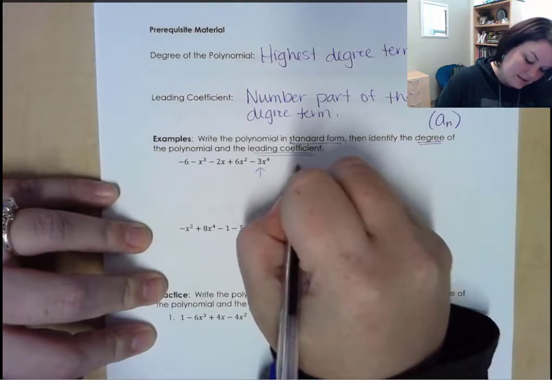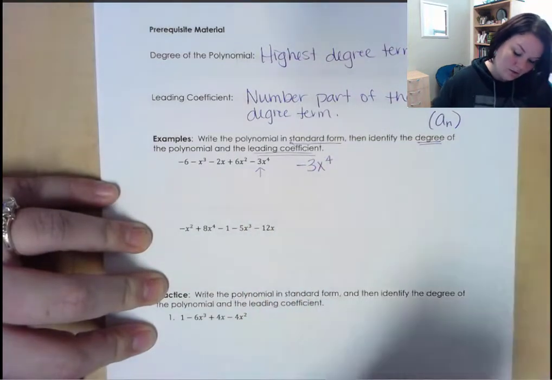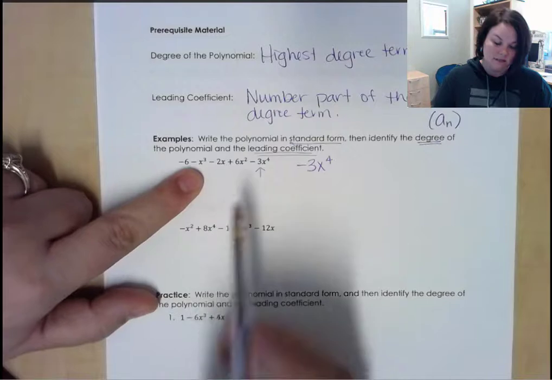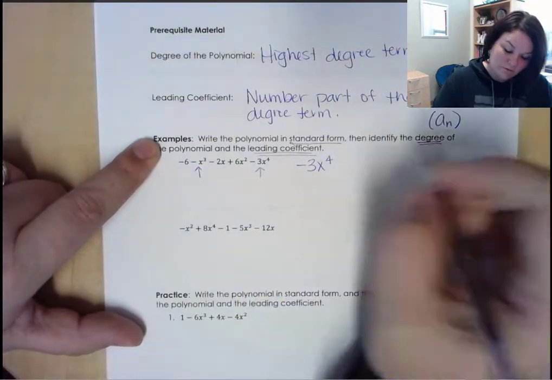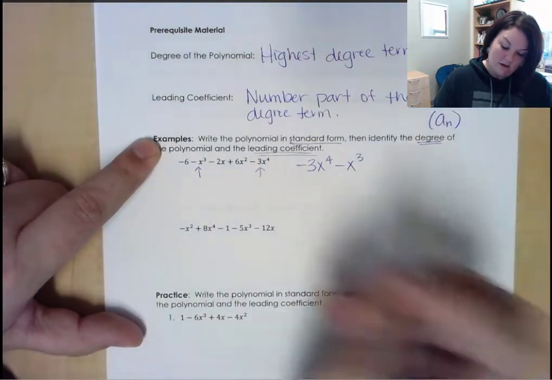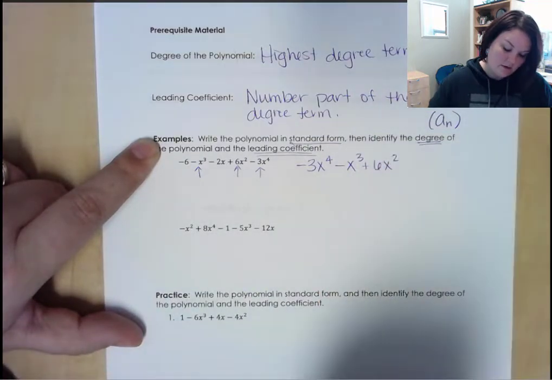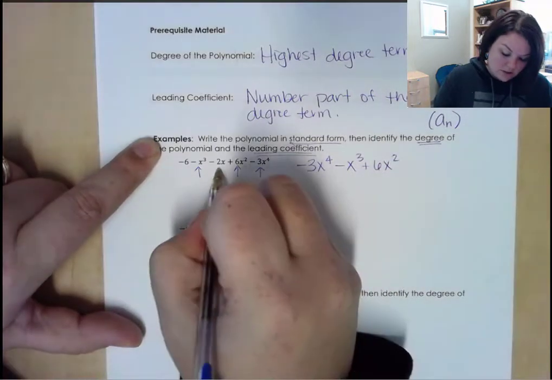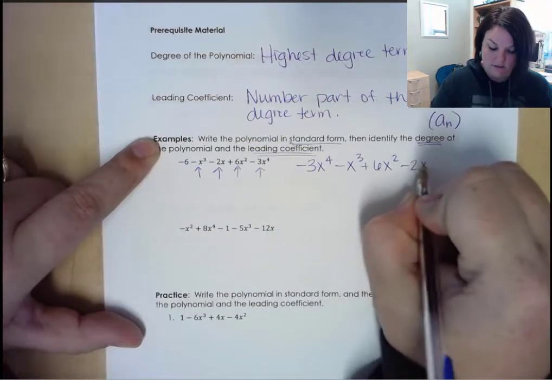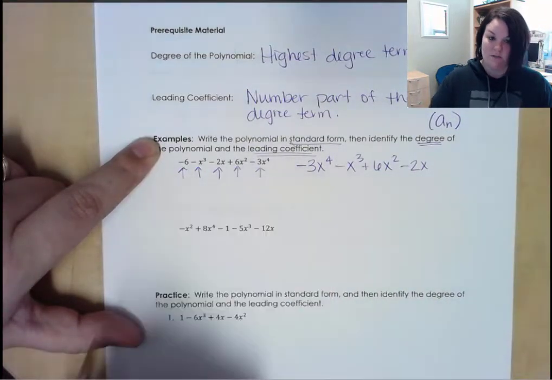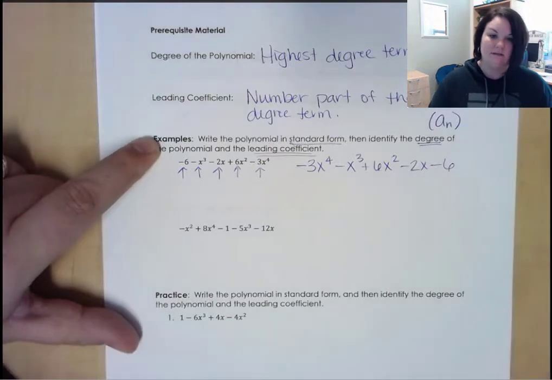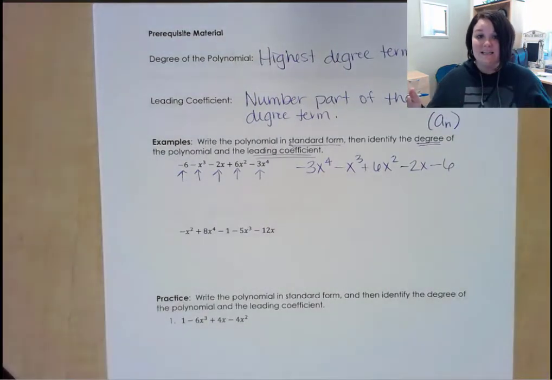So I'm going to go ahead and write this as negative 3x to the fourth. Then our next power of x would be negative x cubed, right? And then our x squared term, which is a positive 6x squared. Then our x term, which is a negative 2x. And then our constant term, which is a negative 6. Okay, so that is our descending order.